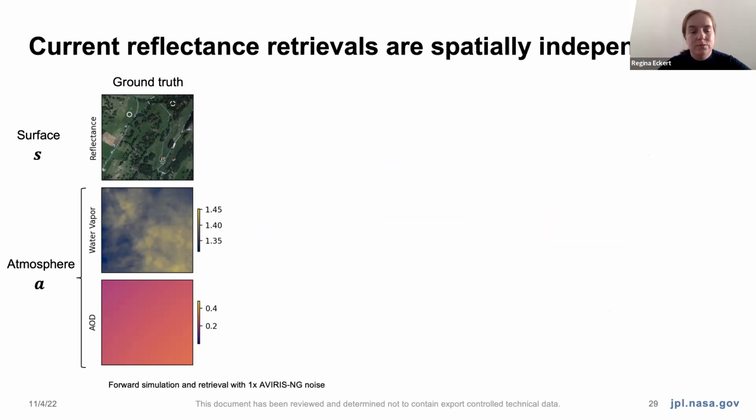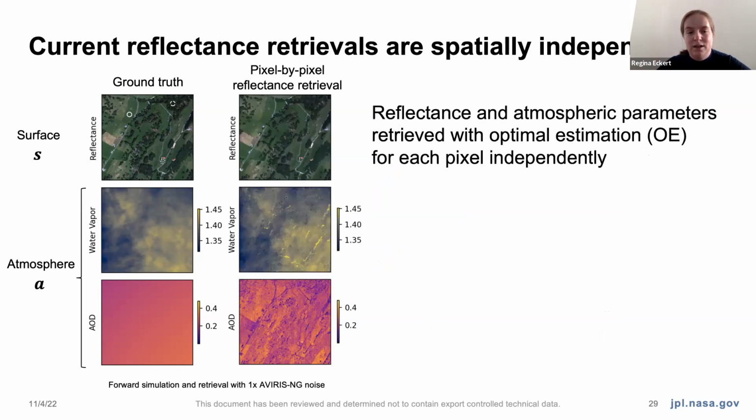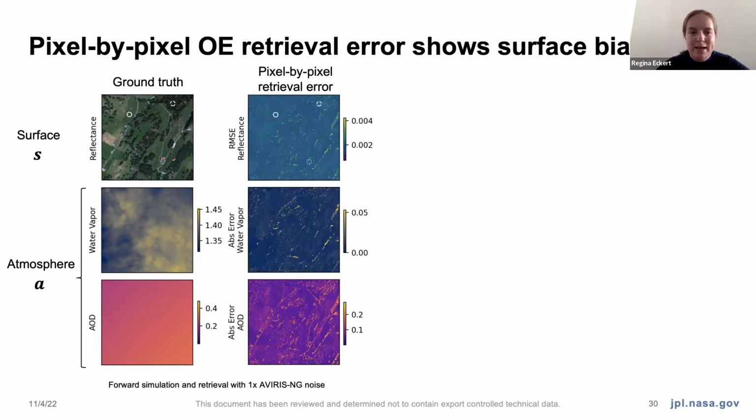The interesting thing I found when I joined this group is that currently a lot of these reflectance retrievals are done on a spatially independent basis. They treat every pixel independently and just look at the spectral component. For each spectrum, they do this inversion process, using optimal estimation to estimate the water vapor, the AOD, and therefore the reflectance. As you might expect, the problem with this is that you end up with a lot of spatial surface biases because you're not considering the spatial aspect at all.